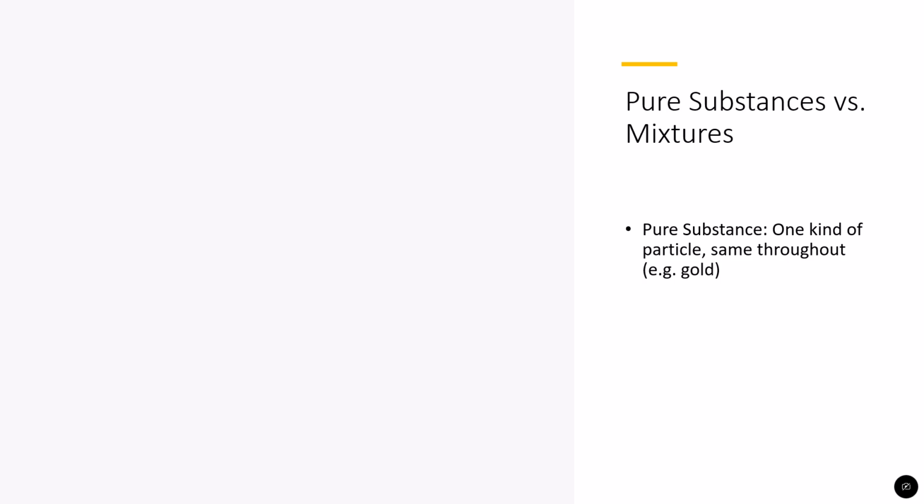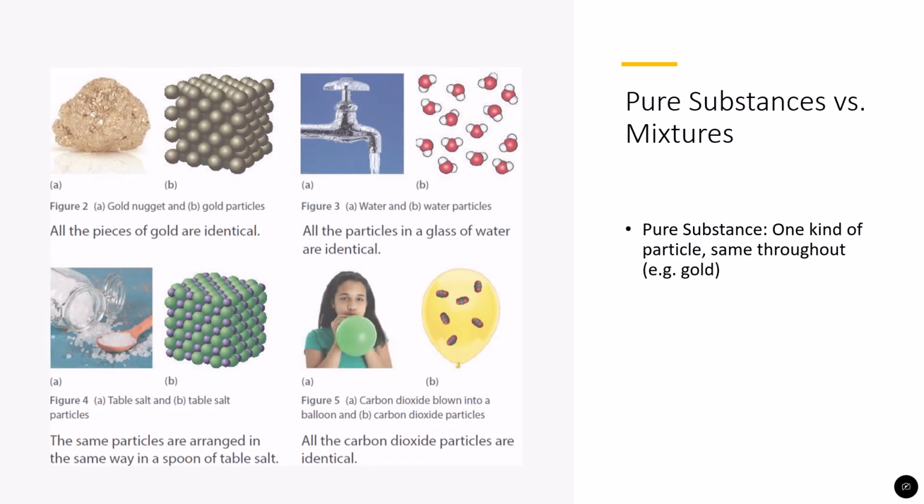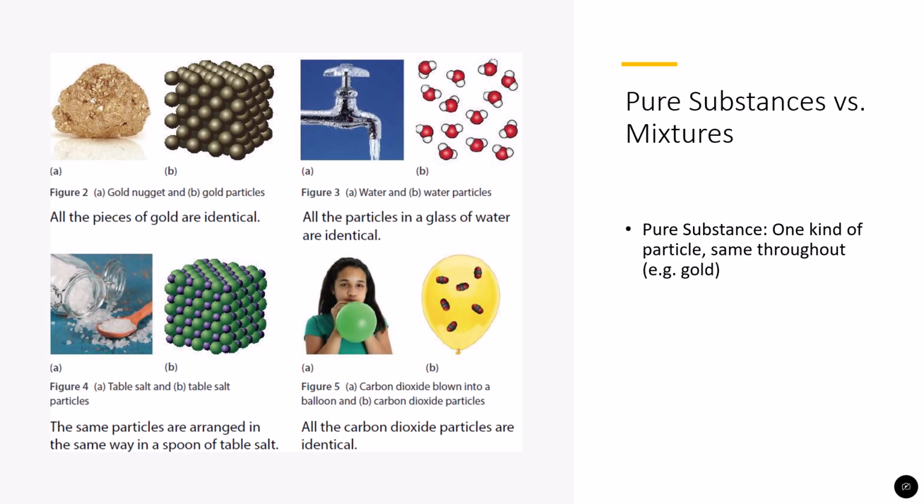Now, let's look at mixtures versus pure substances. If we have a pure substance, this is basically one kind of particle throughout the substance. Like, for example, gold. If you see that gold nugget, that would be 24 carats of gold. That means it's solid gold, it's not mixed with any other substance.